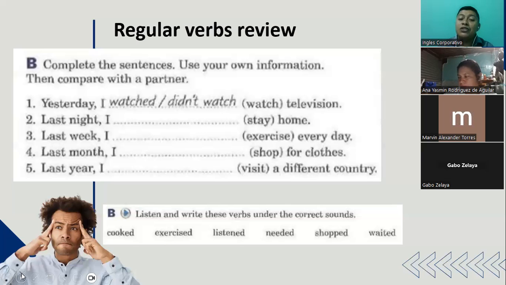Last month, I shopped for clothes. El mes pasado me fui de compras, ¿verdad? Compré ropa. O no lo hice. I didn't shop for clothes.